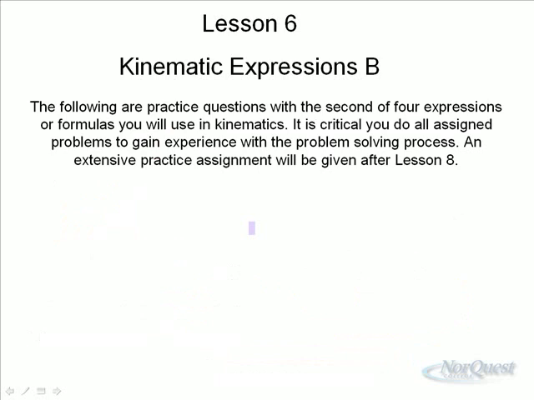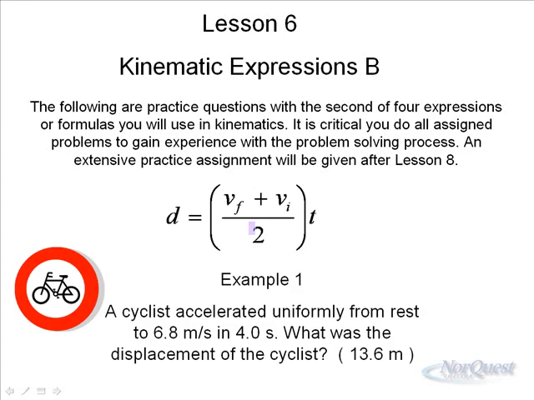Okay, so the following are practice questions with the second of the 4 expressions, d is equal to vf plus vi over 2 times t. So a cyclist accelerates uniformly from rest to 6.8 meters per second. So this is very similar to the previous question. I use the same examples, but there are different numbers and so on.